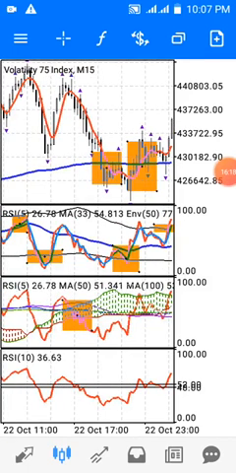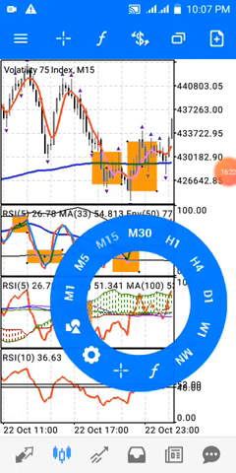Okay, let's look at the last indicator window we have.